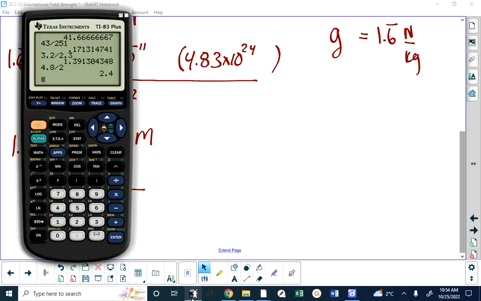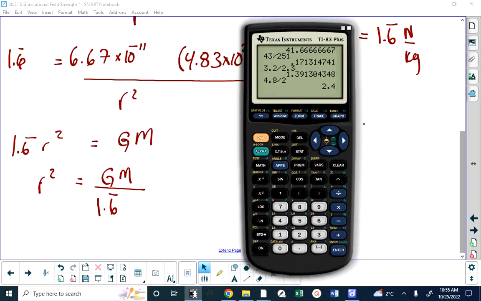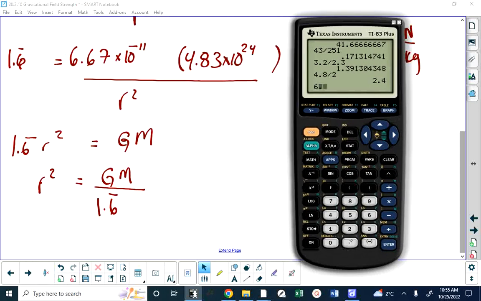Now when I say G times the mass of the planet, I mean capital G. So 6.67 multiplied by 10 to the negative 11, and then I have to multiply that by the mass of the planet. Did I write that down correctly? 4.83 times 10 to the 24? Okay. And then I have to divide by the 1.6 repeating, and then I need to take the square root.